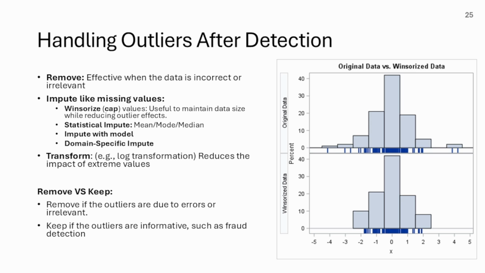We can remove them, that's the easiest way. We can impute them with more appropriate values. Or we can transform them. We can apply some transformations to the feature and minimize the effect of the outliers. As for removal versus keeping, it is safe to remove the outliers if their nature is errors or they're just irrelevant. But it is important to keep them if the outliers are informative, for instance in fraud detection or salary outliers in some cases.